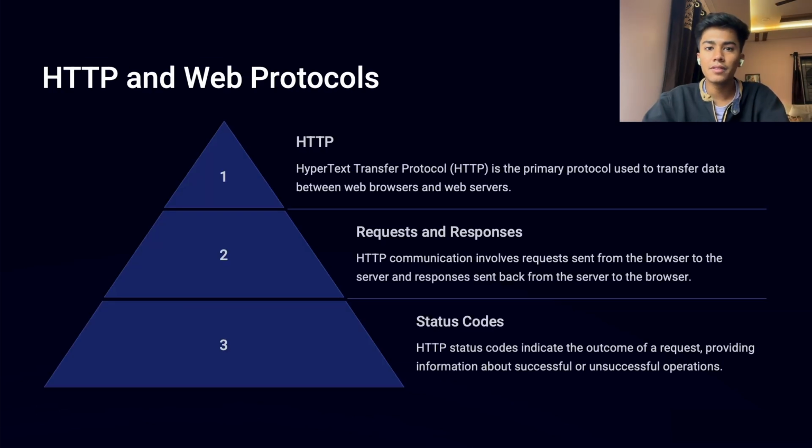To send data between browsers and servers, we use the HTTP protocol, Hypertext Transfer Protocol. Here's how it works. Your browser sends an HTTP request to the server. The server responds with the requested data. You might have seen status codes like 200, which is OK, and 404, which is not found. These codes tell you whether the request was successful or not. Simple as that.